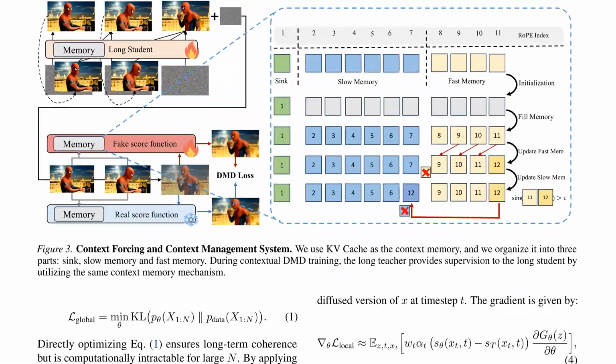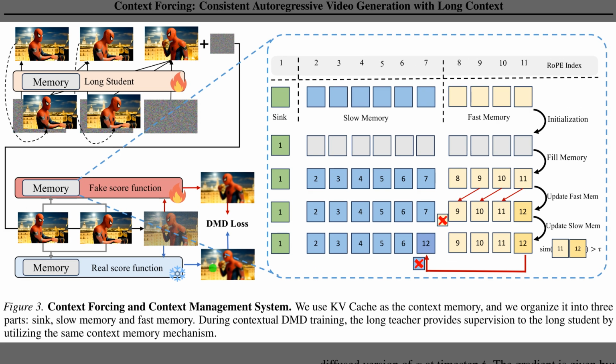Figure 3 details the architecture that supports this approach, split into the training loop on the left and the memory system on the right. On the left, the diagram illustrates the context forcing process, where the student model generates frames while minimizing loss against a teacher, ensuring both models utilize the same history.